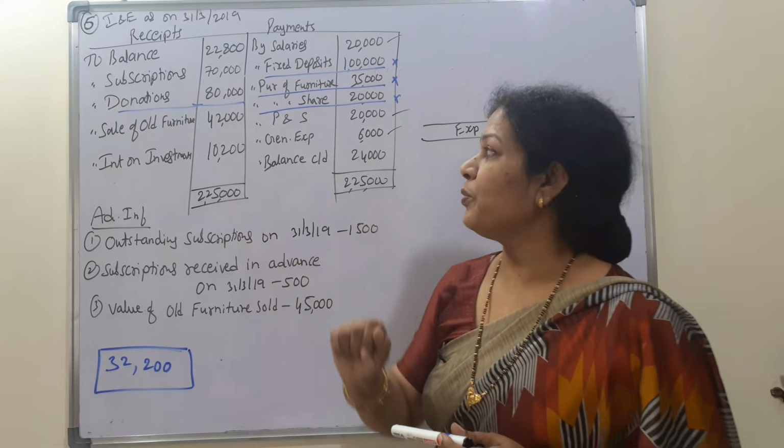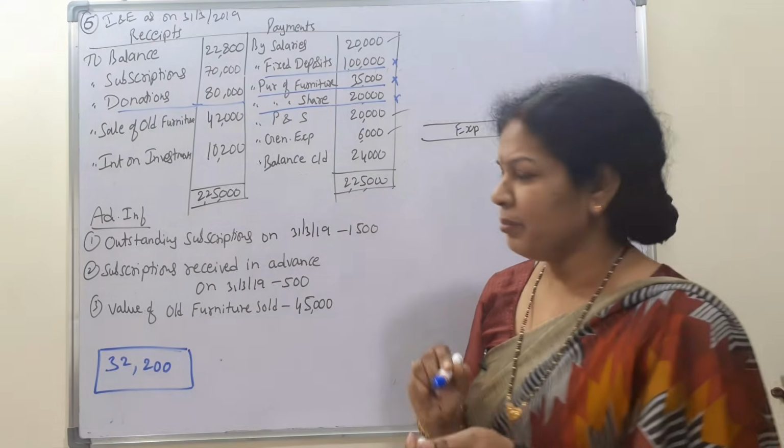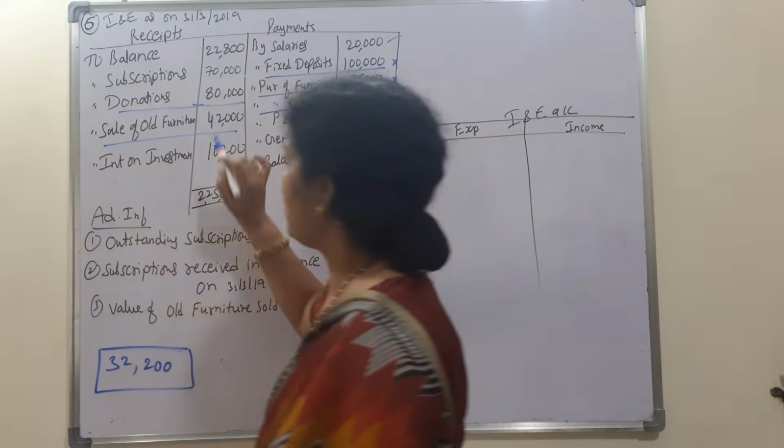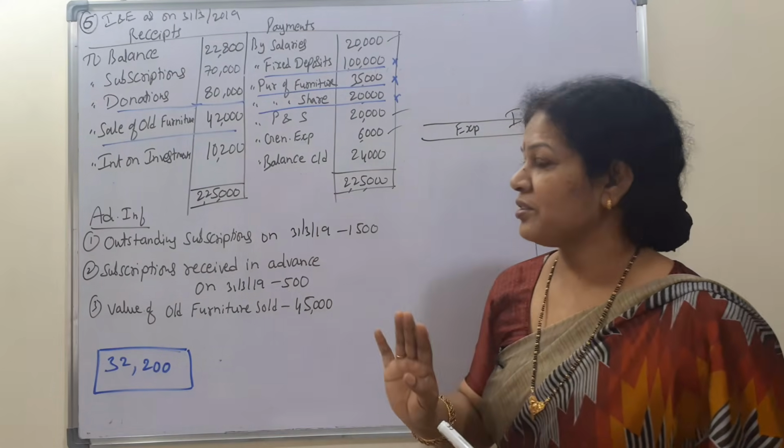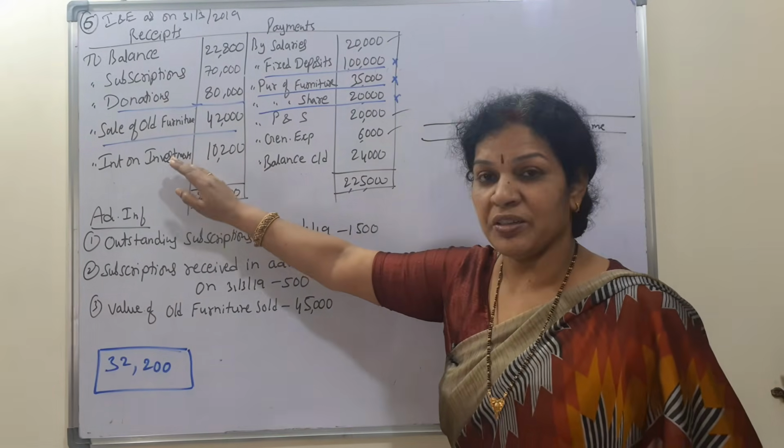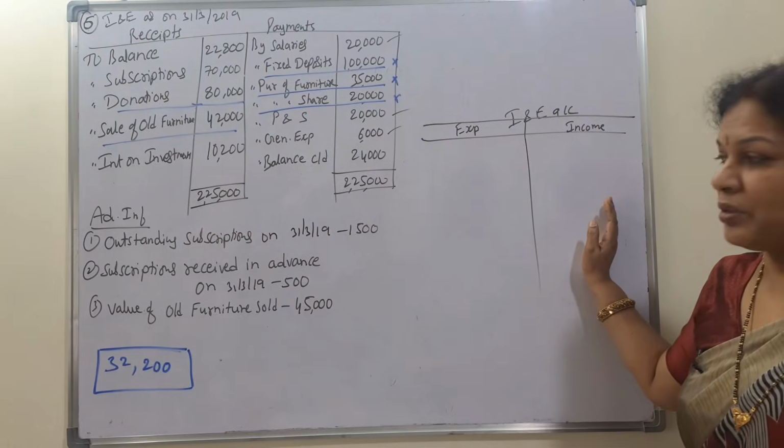Next, sale of old furniture. This is also balance sheet, asset side only we are going to adjust. Interest on investments. This is a receipt. Credit side we are going to write.